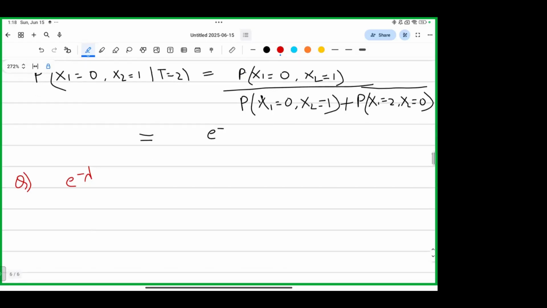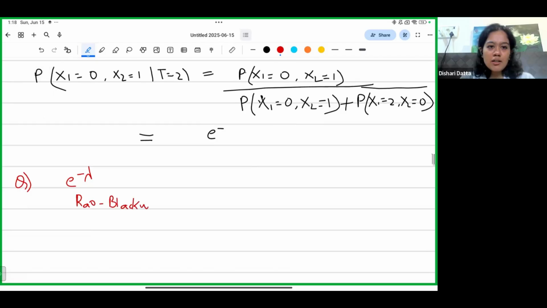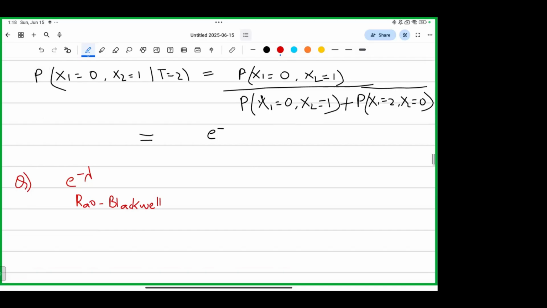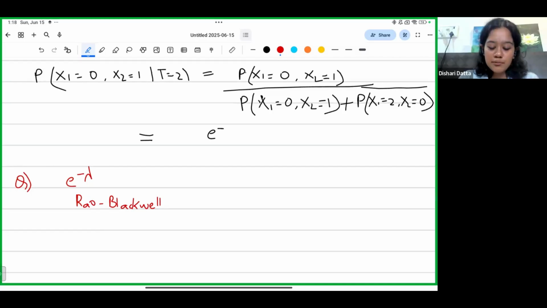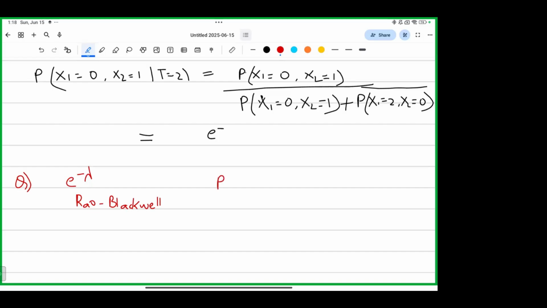So we can use the Rao-Blackwell theorem. I'm not asking you to find the minimum variance unbiased estimator. You could just give me any unbiased estimator. Of course you can use Rao-Blackwell, but any unbiased estimator will do. So, probability x1 equals 0.